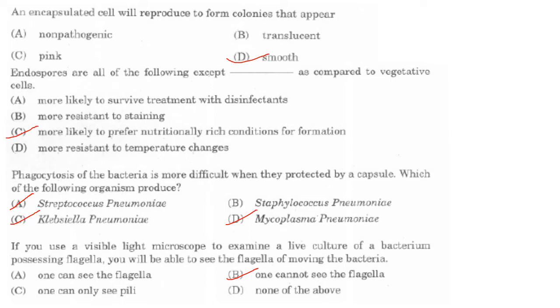Then next one. If you use a visible light microscope to examine a live culture of bacterium possessing flagella, you will be able to see the flagella of moving bacteria. So actually when you use a light microscope, you will not be able to see the flagella. Answer is option B. One cannot see the flagella.